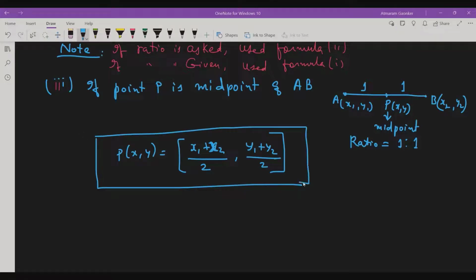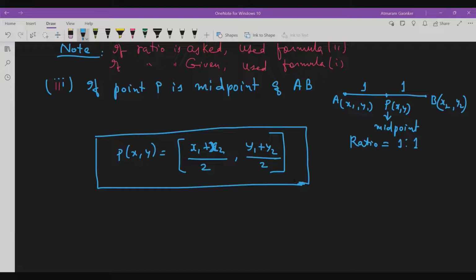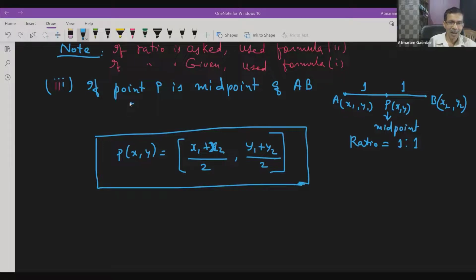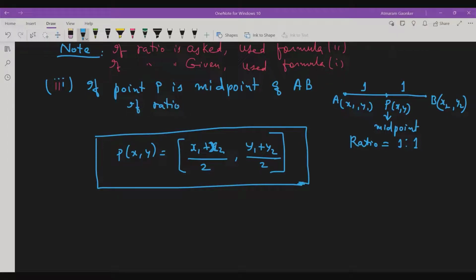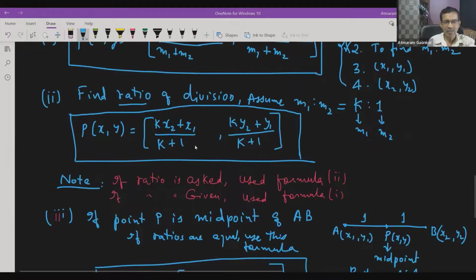Excuse me, sir. Yes. When the ratio of M1 and M2 is given as 2 and 3, then which formula do we have to use? First we have formula 2, and if 1 and 1 is given, only if the ratios are equal, then we use this formula. Yes. So if the ratios are equal, use this formula. I'm writing it here for you. If the ratios are equal, then use this formula. Here you see the difference.